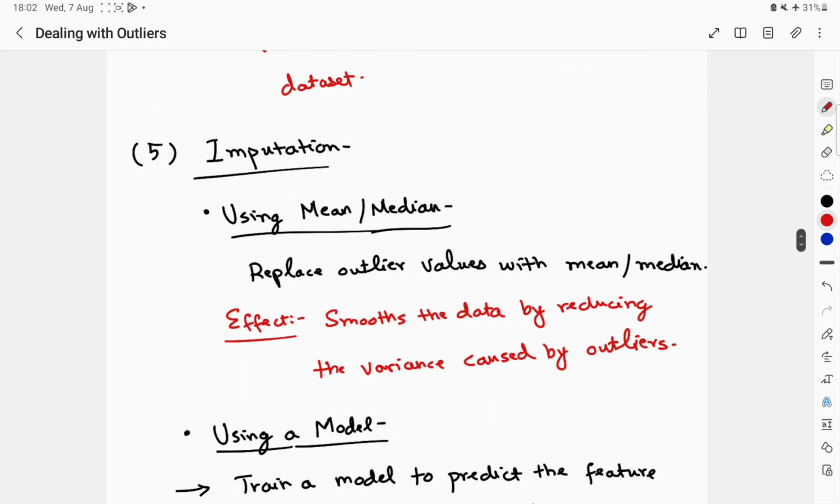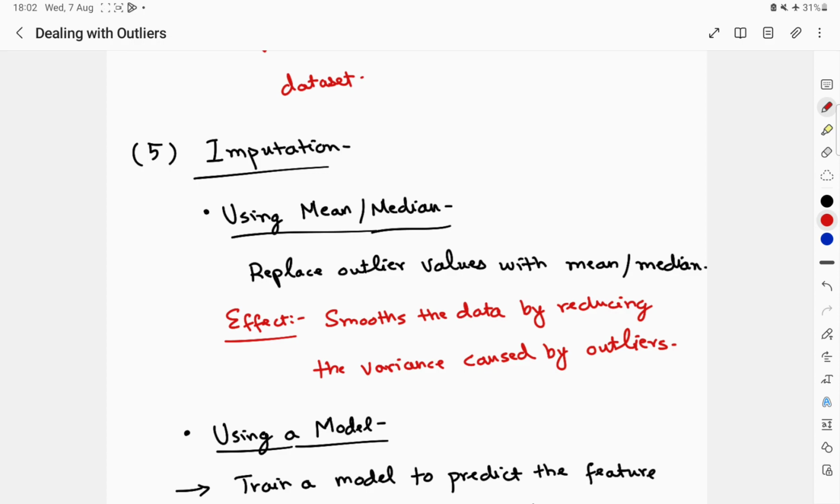Let's talk about the fifth technique, that is imputation. Here again, you can use mean or median based imputation, that is, you simply replace your outlier values with the mean or median of that particular feature. The effect that it would have is it would smooth out your data by reducing the variance that is caused by the outliers.